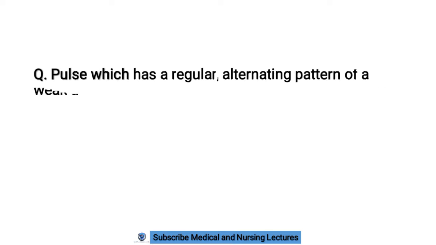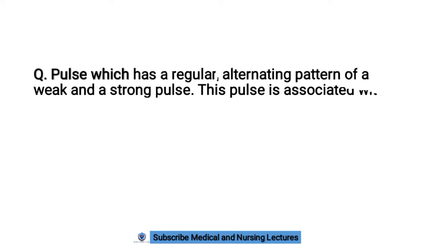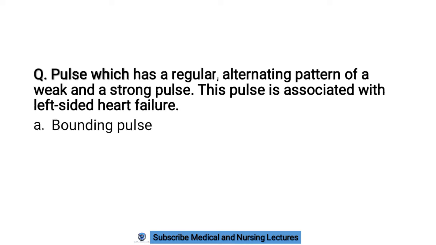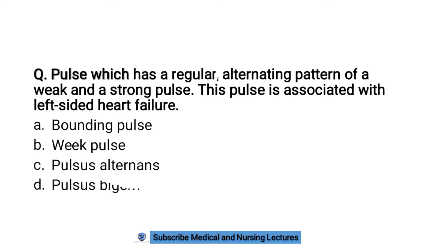A pulse which has a regular alternating pattern of weak and strong beats. This pulse is associated with left-sided heart failure. Option A, bounding pulse; option B, weak pulse; option C, pulsus alternans; the last option, pulsus bigeminus. The correct option is option C, which is pulsus alternans.